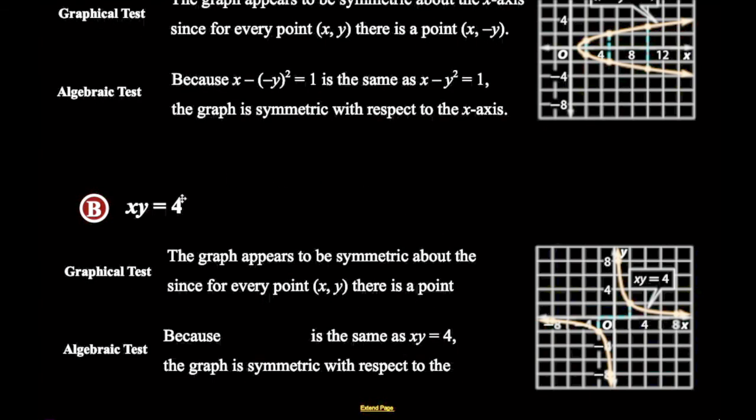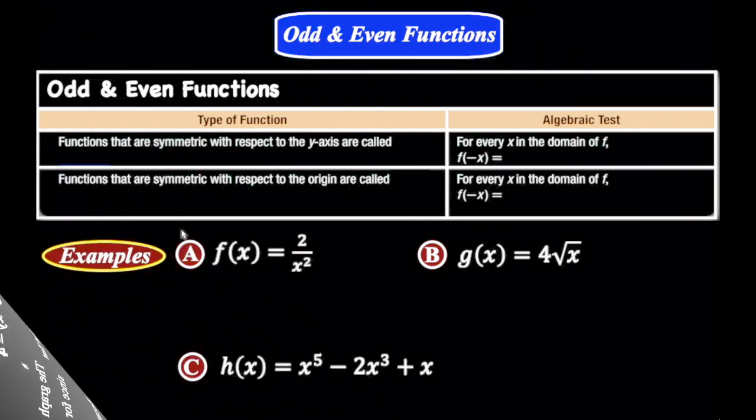On letter B, the graph looks like it's symmetric about the origin. It looks like if we just rotate that 180 degrees, we'll get it. So we're going to test for that algebraically by putting a negative x and a negative y into our original equation and seeing if we get the same equation. Those negatives cancel out and give me positive xy. That's the same equation we started with, so it's symmetric about the origin.